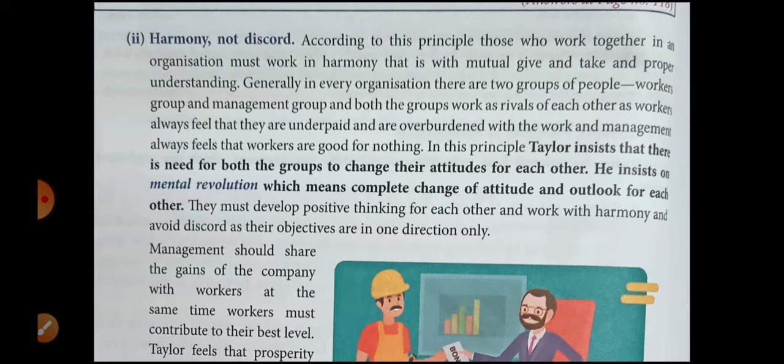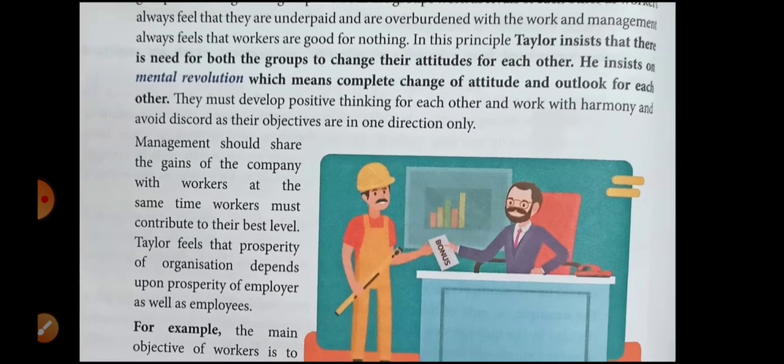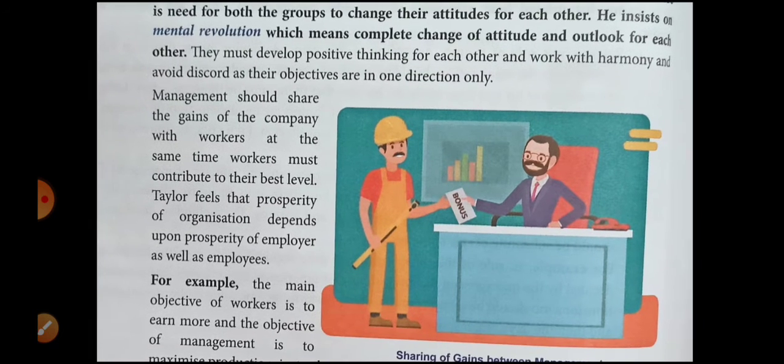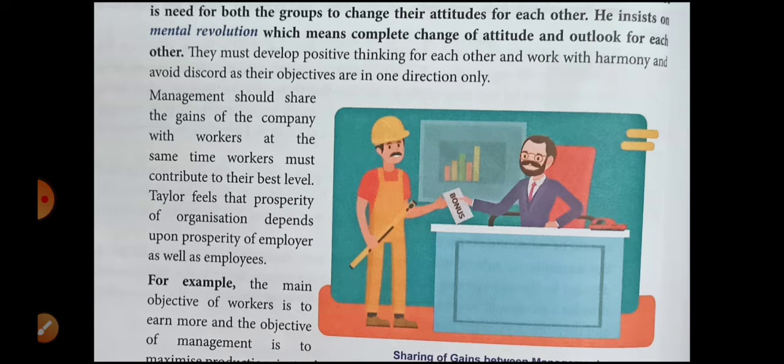So, this principle says there should be a mental revolution. Mental revolution means a complete change of attitude between management and workers. Management should consider the workers an important part of the organization, and workers should also consider management an important part. They must develop positive thinking for each other. They should work with mutual understanding and should not contradict each other. If management considers workers an important part of the organization, then definitely workers will work with their greatest efficiency. And this will provide benefits to the management as well as the organization.